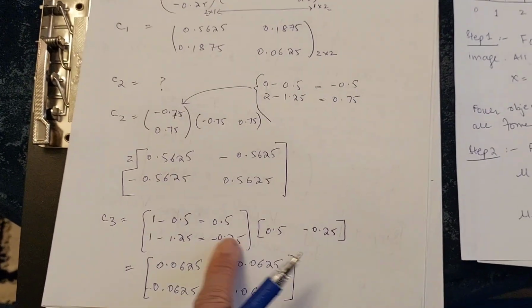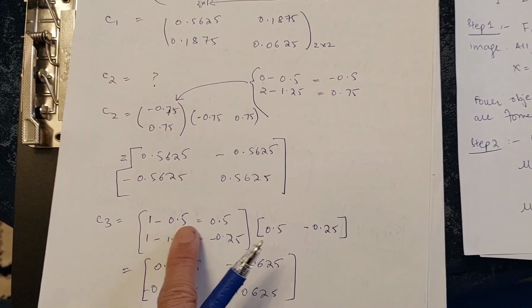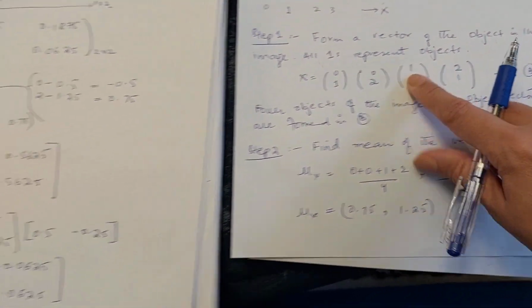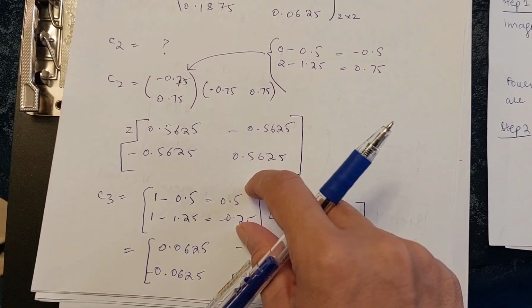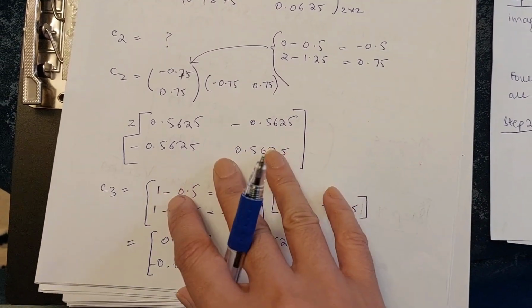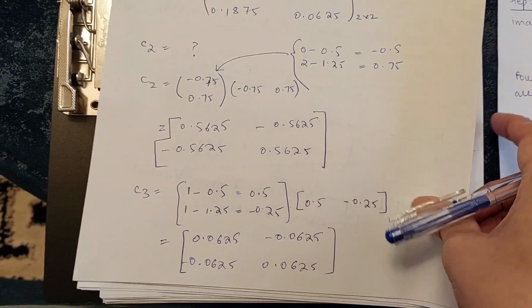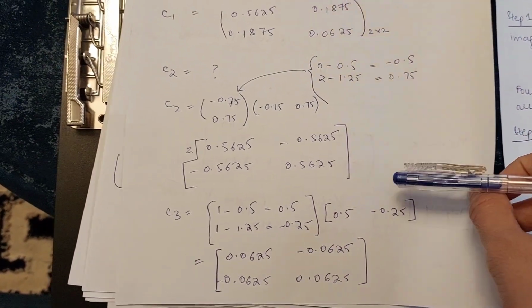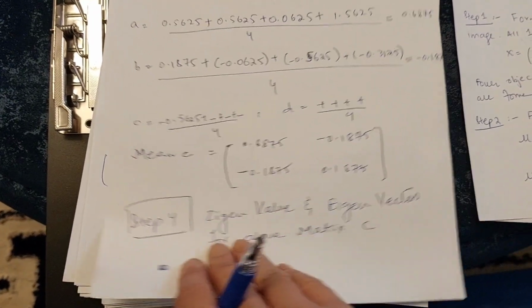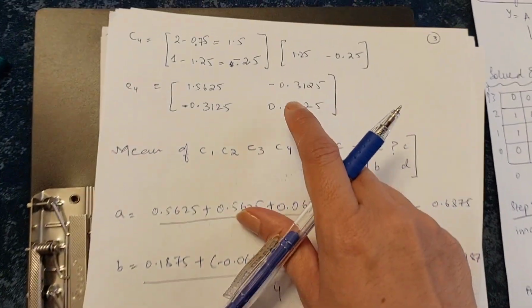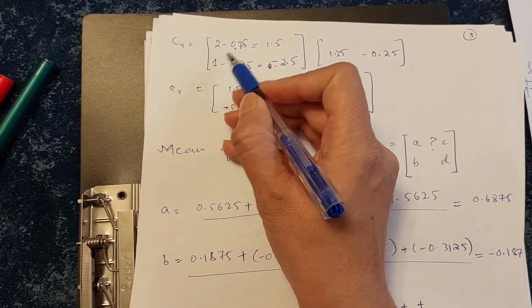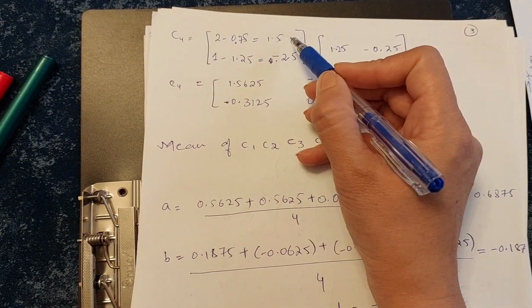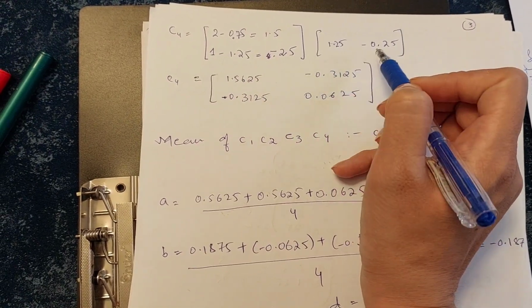Similarly, for the third data point, 1 and 1, I'm getting these answers, and I'm multiplying with their transpose, and I'm getting the third covariance matrix. So this is how we are actually calculating the error. Now this is the fourth covariance matrix, in which this is the fourth data point, and these are the mean values, and these are the answers, and this is the transpose.